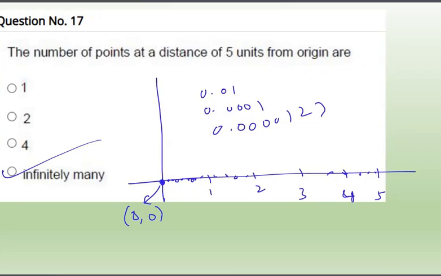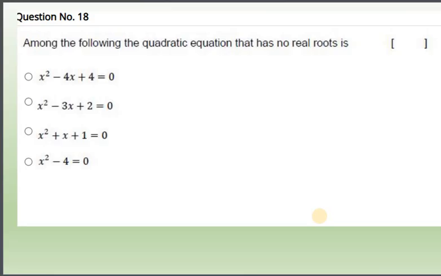Now what is the next question? We will see. Among the following, which quadratic equation has no real roots? This question we have seen in previous papers. Previous year's papers also had this question, and some similar questions are coming from previous year papers. So if you practice previous year papers very well, that is also helpful. But you should not be limited to that one.